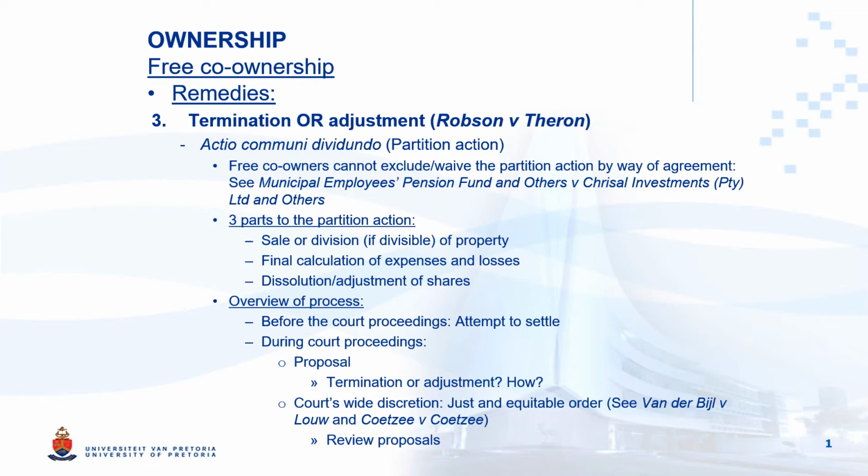If the court finds that it is not fair, in other words, not just and equitable, the court can reject the proposal in terms of its wide discretion. Now, when the court rejects the proposal, its just and equitable discretion extends then to deciding what a fair order would be in the circumstances. So the court can then decide what the best way forward should look like.